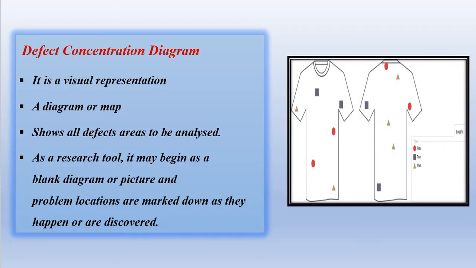Next one is defect concentration diagram. It is a visual representation. It may be a diagram or a map. It shows all defects. These are the defects identified. And as a research tool, it may begin as a blank diagram. First, it is a blank diagram, then defects are identified and marked like this. And after that, corrective measures are taken.